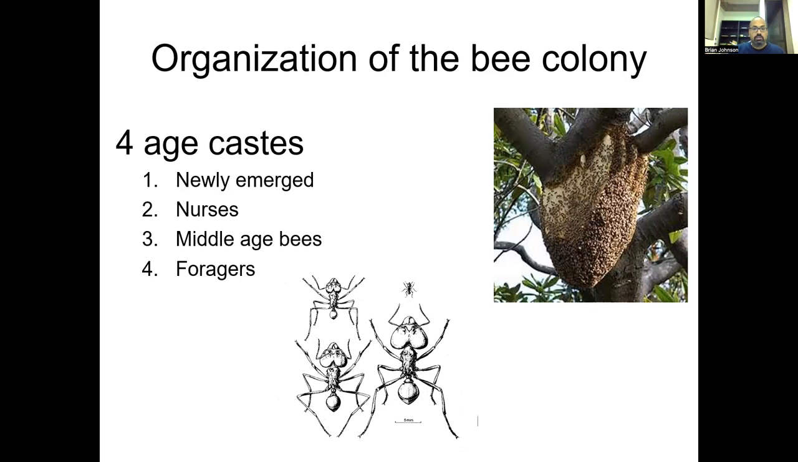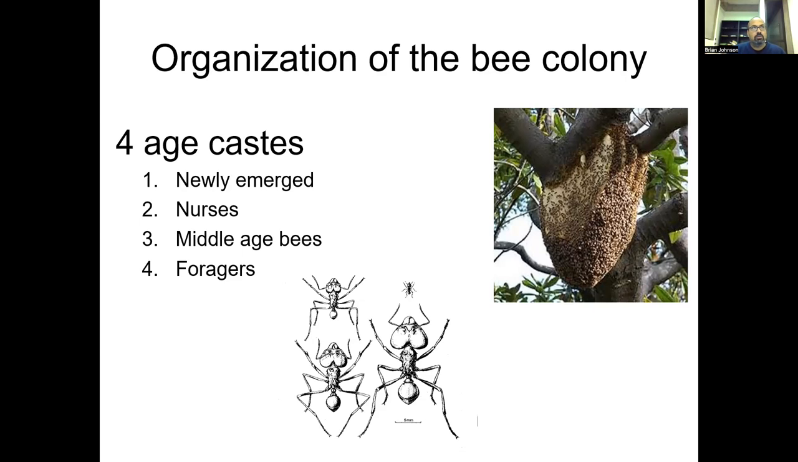So they're the newly emerged bees. They're sometimes called generals. They're the youngest bees. And there's the nursing caste, the middle-aged bees are the next caste, and then the foragers are the final caste.